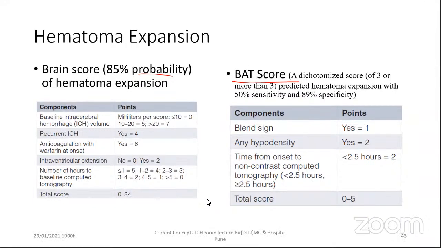So now there are two types of scores which are called hematoma expansion scores. In fact, I am telling you three scores, and one is a BRAIN score, another one BAT score, depending on whatever signs I have shown you earlier.